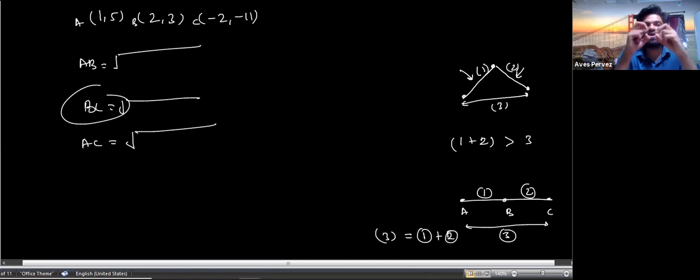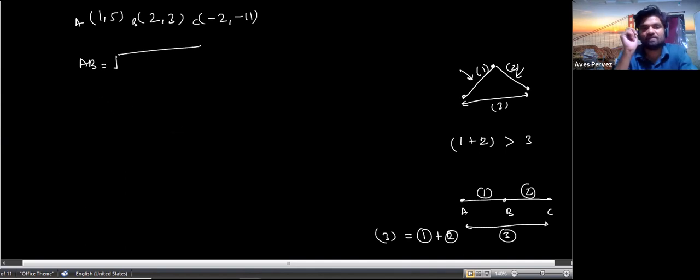The sum of any two distances must be equal to the third, the remaining one. If that happens, then these points are collinear; otherwise they are not collinear.